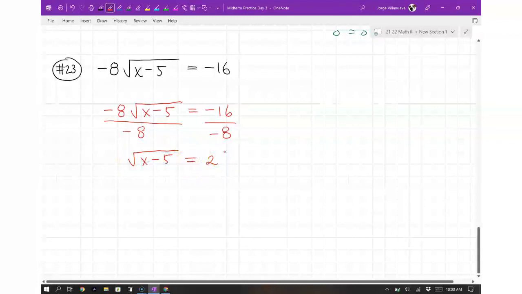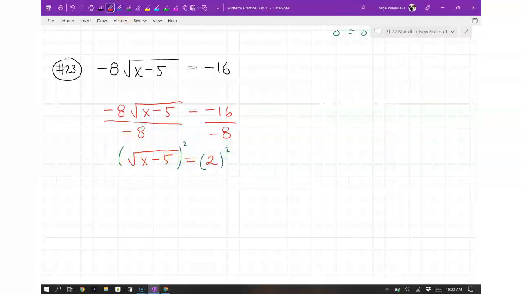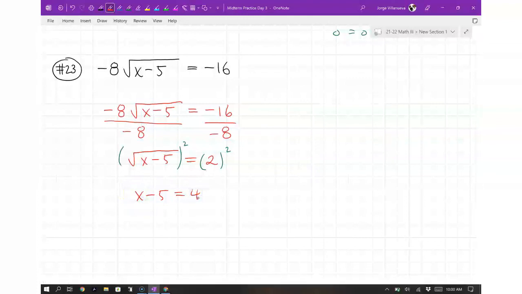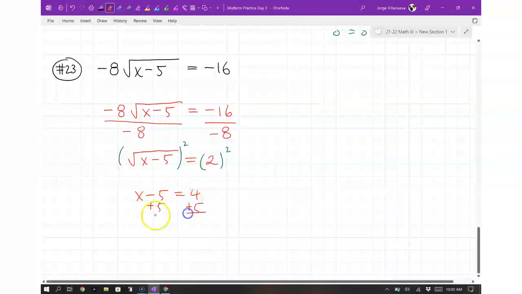And then from there, this becomes one of the easier type problems, right? You just have to square both sides and start solving. So let's do that. Let's square both sides. So we get x minus 5 equals 4. Okay, so add 5. x equals 9. All right, so we're good. We're done, but got to check it.